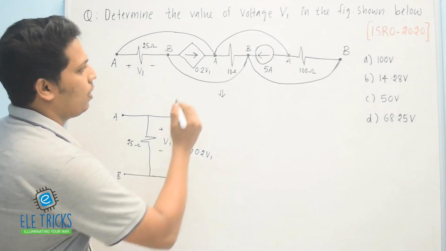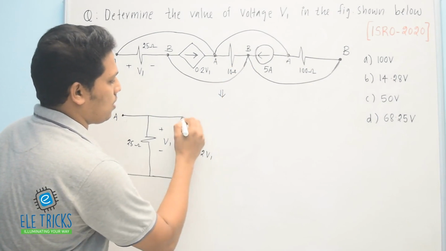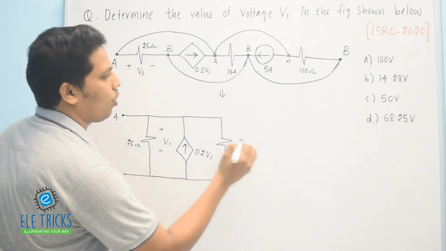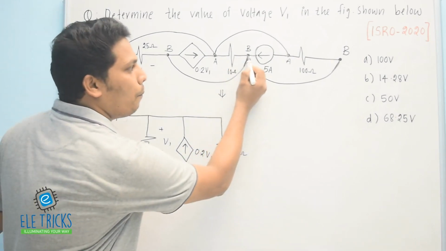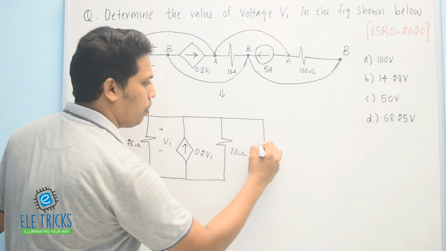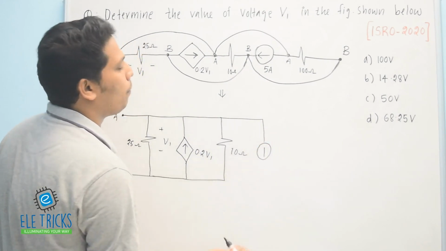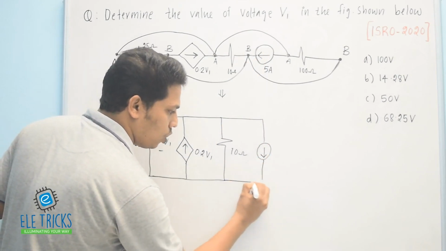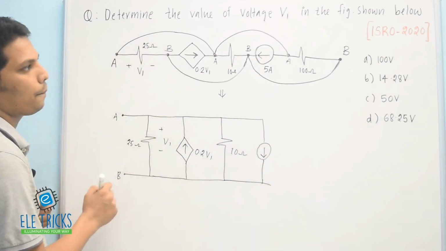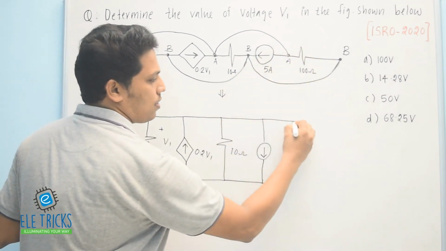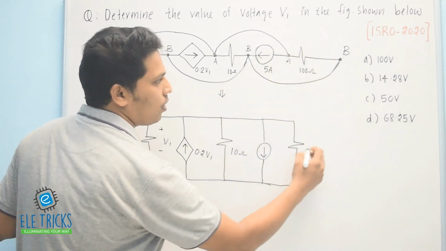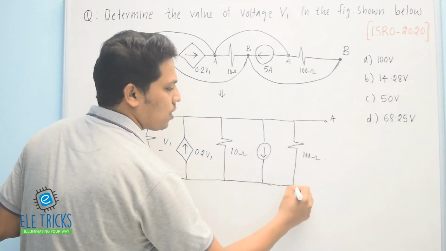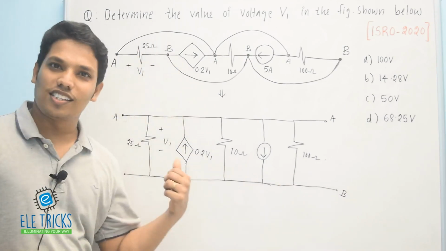Correct? Then from A to B another resistance, of 10 ohm. Then B to A another current source, but the current is directed towards B. So the direction is like this, towards B, because this is B. Then A to B a resistance of 100 ohm. Then this is my A terminal and this is the B terminal. Actually this is our circuit.